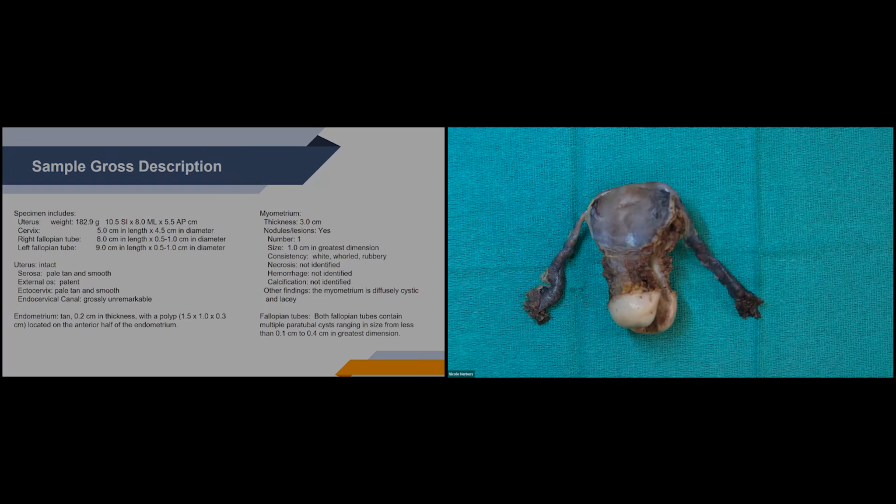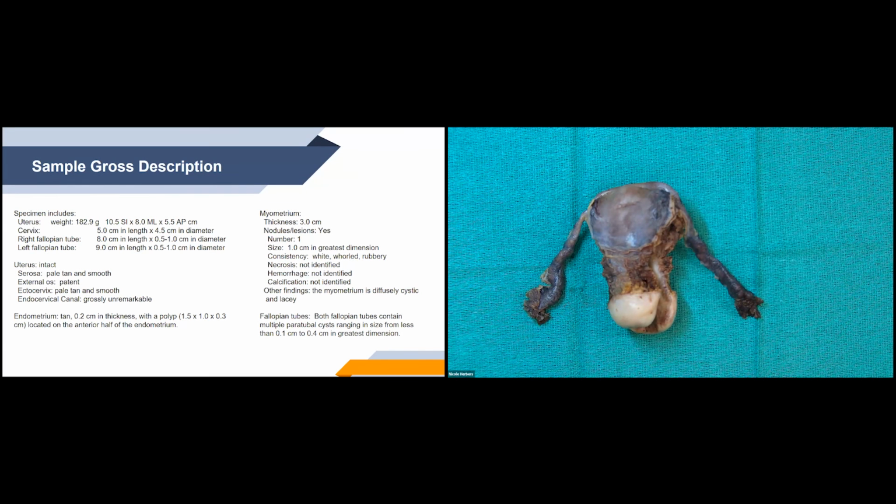And so here is a sample gross description of a benign hysterectomy specimen. So the first paragraph there is just showing what the specimen is with all of our measurements. Then our next little paragraph there is talking about the uterus, so the serosa, external os, ectocervix, endocervical canal, and then talking about the endometrium. So for that case, we did have a polyp, so we talked about that and identified where it was located, so the anterior half of the endometrium. And then the myometrium, we talked about all of its findings. And then the fallopian tubes, we talked about the paratubal cysts.